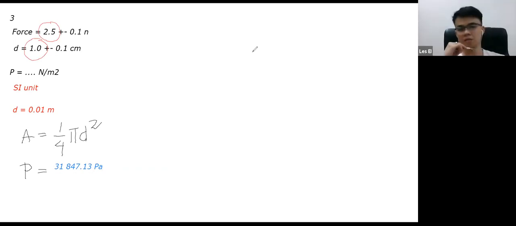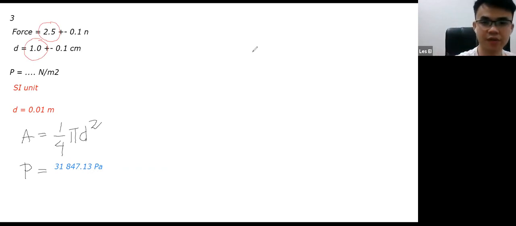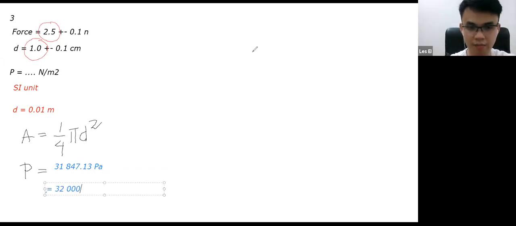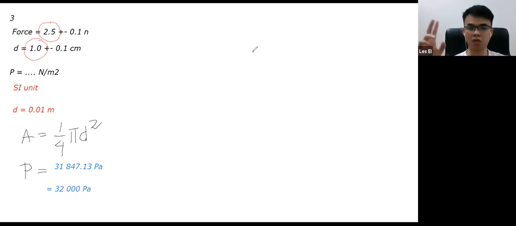Okay, so right now the pressure that I have is like this, and this is definitely wrong if you write it like this. You have to make it two significant figures. So you have to write this as 32,000 Pascal. If you want to write in two significant figures, you write 32,000 Pascal. Any question?